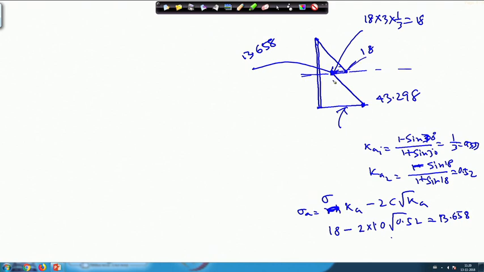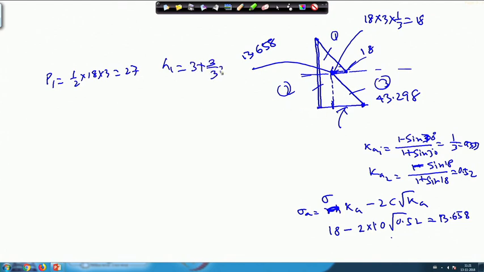Now what I can do is divide this diagram into three parts. You can see here this is 1, this is 2 and this is 3, and based on that I can find P1 equal to half multiplied by 18 multiplied by 3, so it will be 27. Then what will be the y or h1? This is 3 meter and this is 3 meter, so it will be 3 plus 3 by 3, so it will be 4 meter.